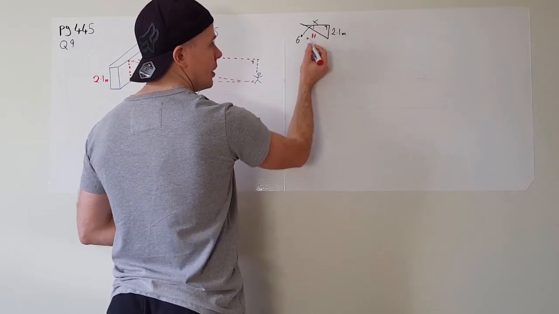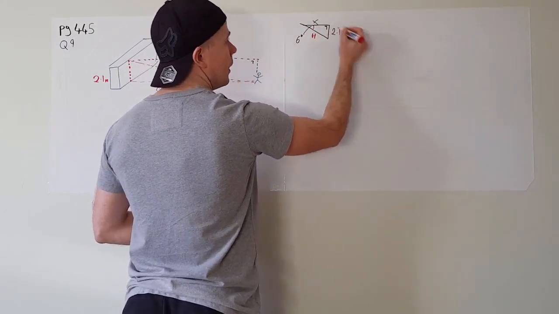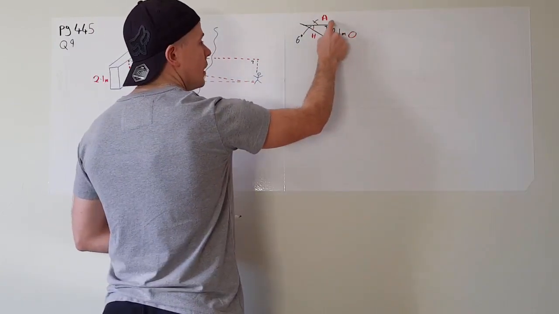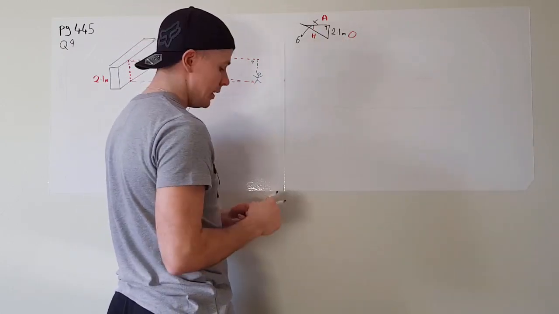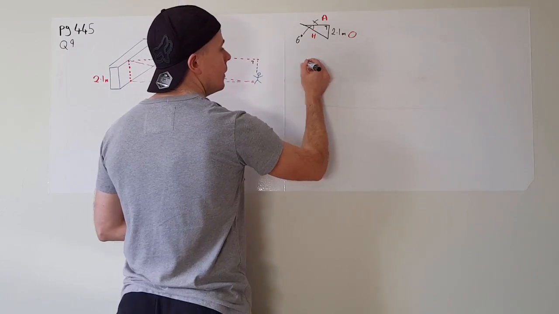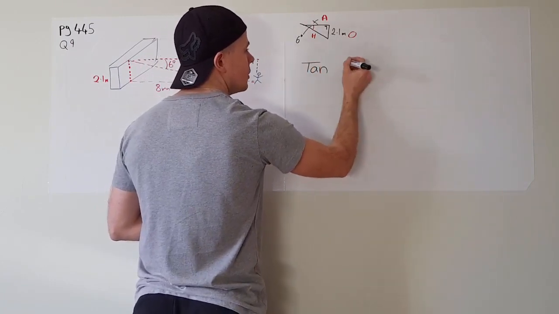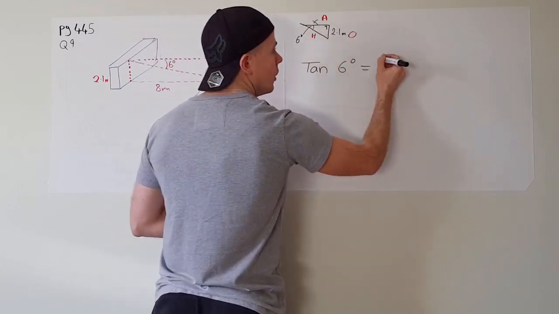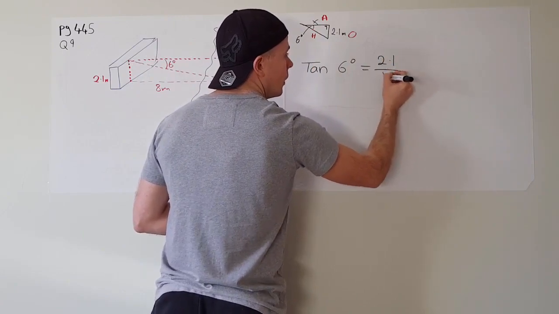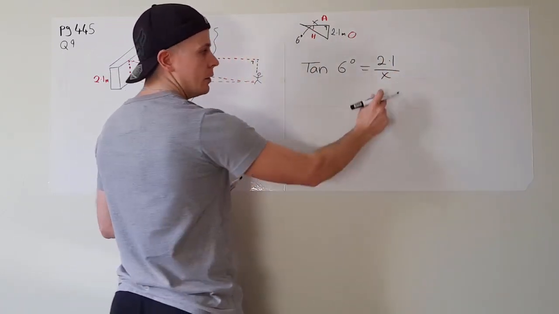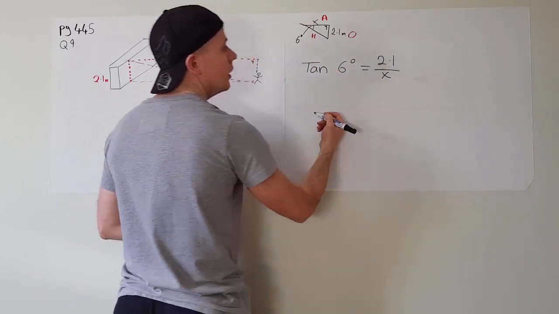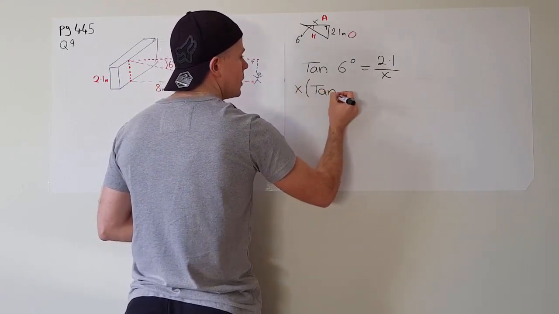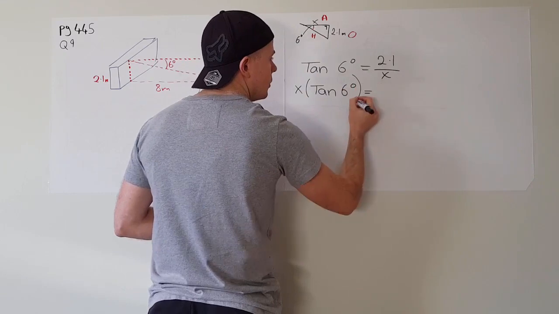This is the angle in question, so the side opposite the angle has to be O, and the side next to it is A. We have O and A, so which trig ratio uses that? Well, it is tan. So tan of our angle, which is 6 degrees, is equal to 2.1 all over x. I want to find the value of x, so I multiply both sides by the denominator x. I get x multiplied by tan of 6 degrees is equal to 2.1.